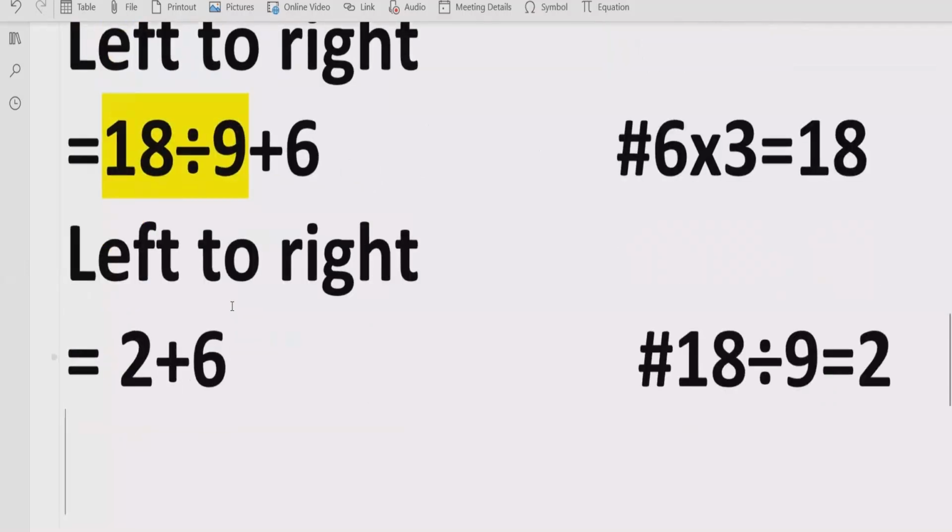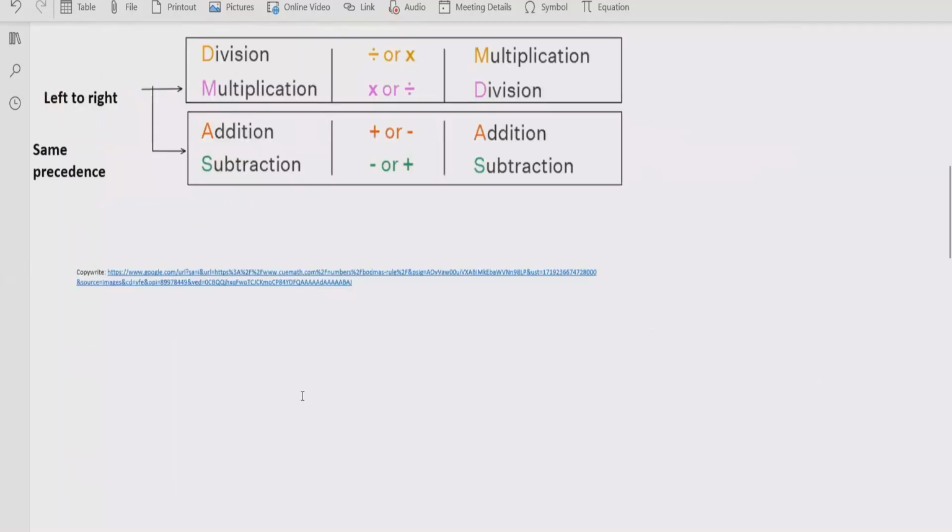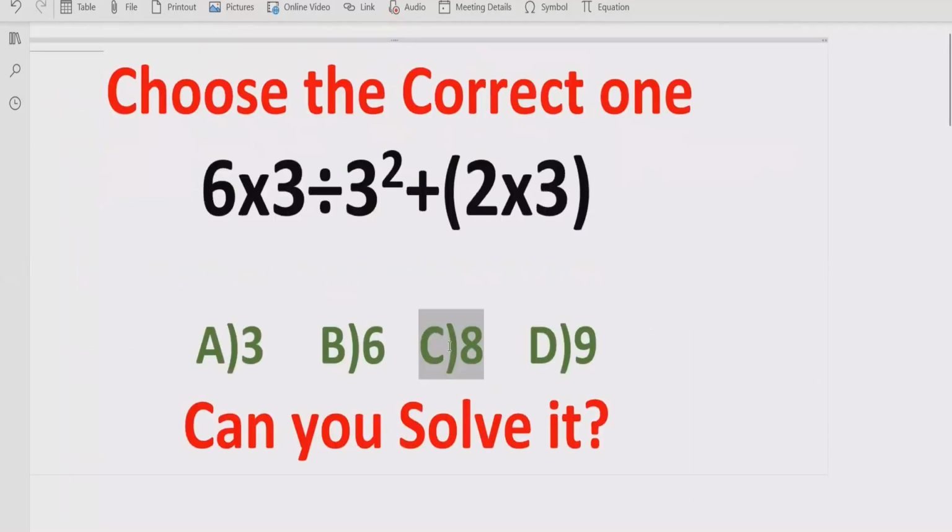Now we have two terms which are adding to each other. So we will add both of them and get the answer, 8. So the answer of the given expression is 8. If you see the answer list, answer C is the correct answer of this expression. I hope you understand how you can solve the given expression using the PEMDAS and BODMAS methods and find the correct answer. So that's it for today.